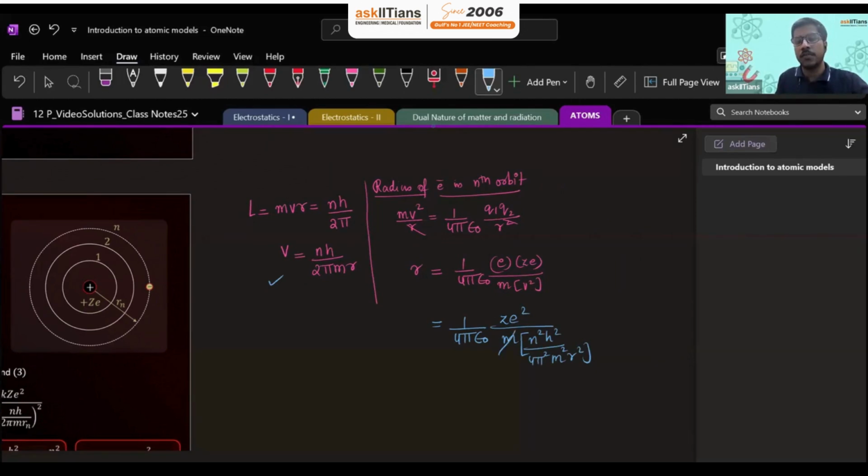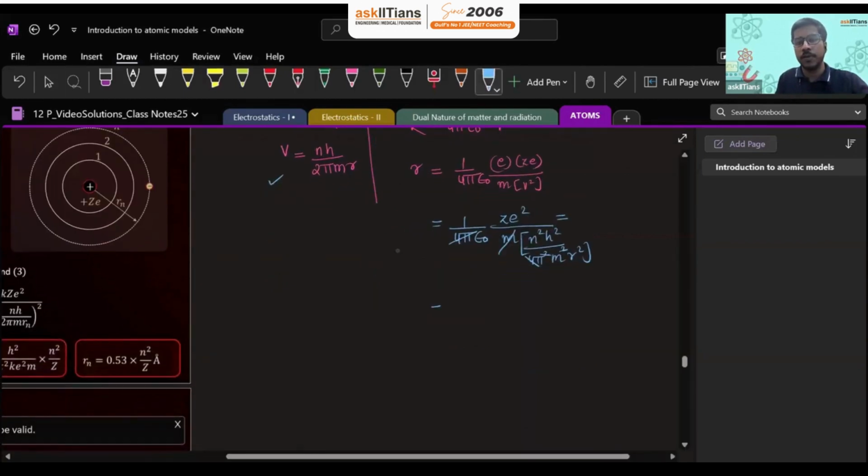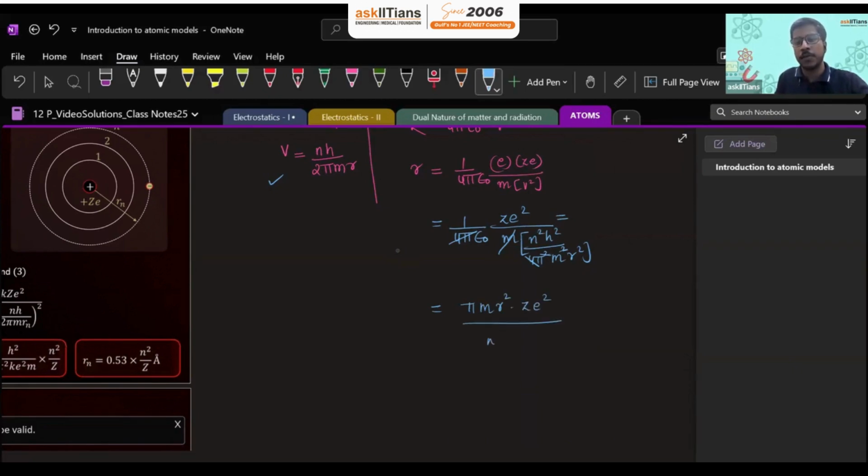Okay, so one of the m cancelled out here. So this becomes 4 pi, and 4 pi square cancelled out. So this finally becomes equal to, I'll write it here, pi m r square times z e square by n square h square. This is the expression for r.